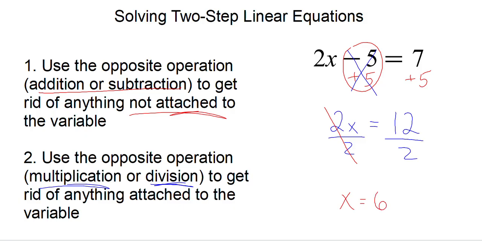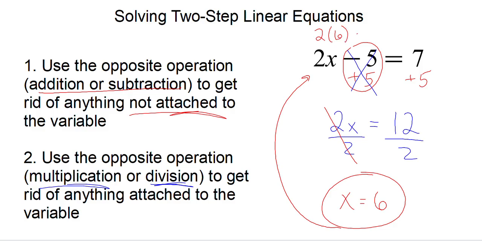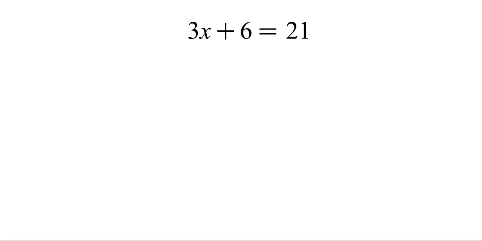And remember that, right? A fraction, 12 over 2, is just a division. 12 divided by 2 is 6. And of course, we can always go back to our original equation and test it out. 2 times 6 minus 5 equals 7. Well, 2 times 6 is 12. So if I do 12 minus 5, I get 7. It checks out.